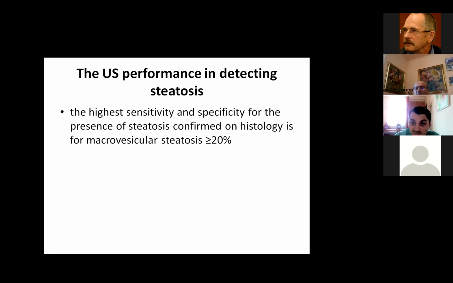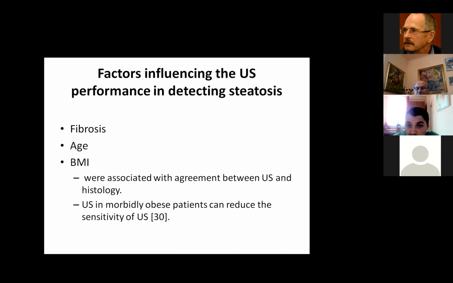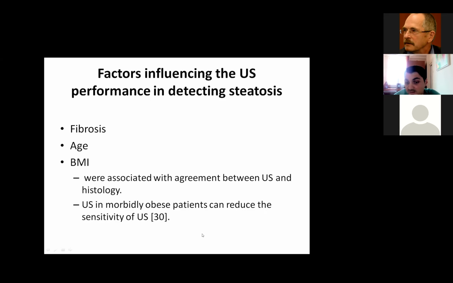The high sensitivity and specificity for the presence of steatosis will appear only if the fat content is more than 20% of the liver parenchyma. There are also some factors influencing the ultrasound performance in detecting steatosis, like fibrosis, age, and body mass index. They were associated with quite strong agreement between the ultrasound and histology. And also there are some studies that notify us that ultrasound in morbidly obese patients can have reduced sensitivity. So the performance of ultrasound in depicting hepatic steatosis is a little bit lower in patients that are obese.